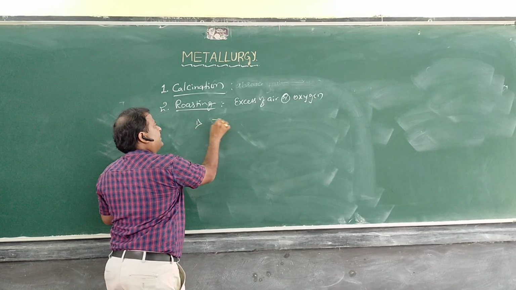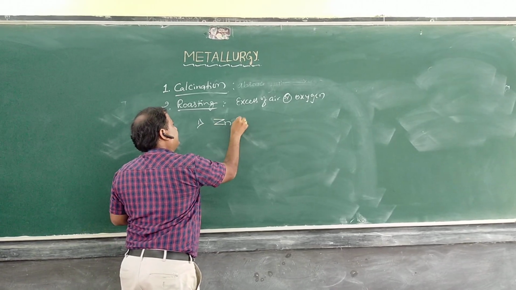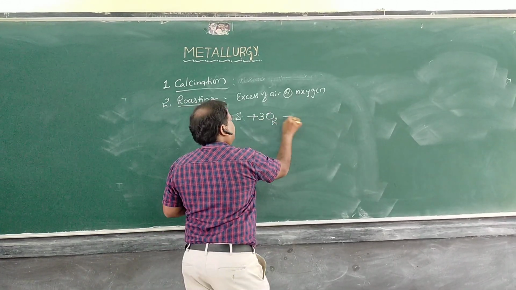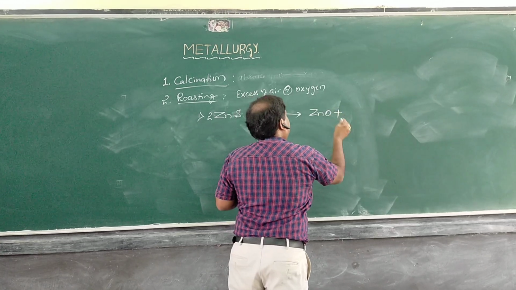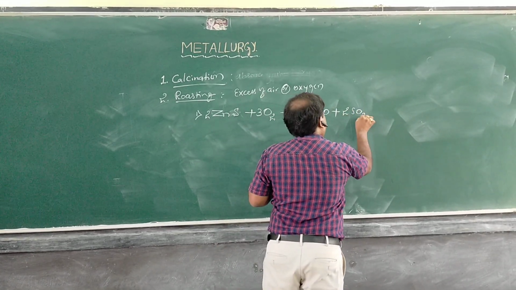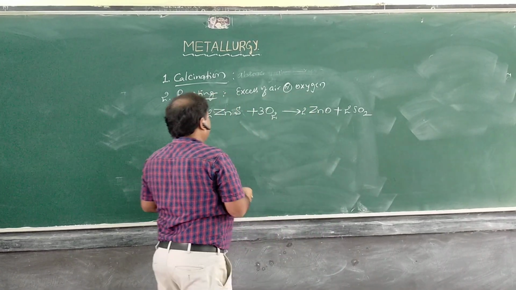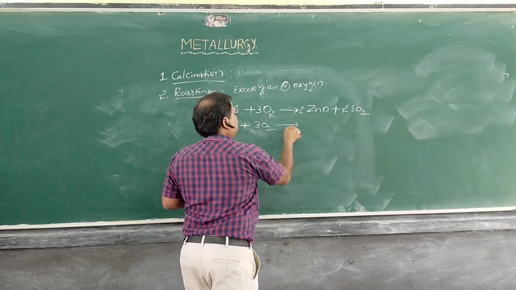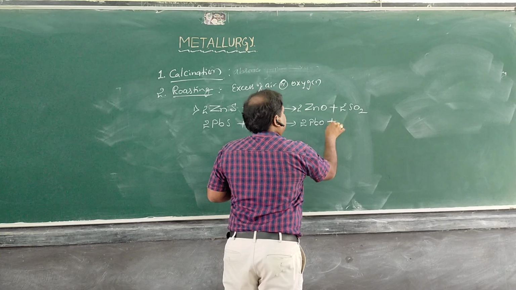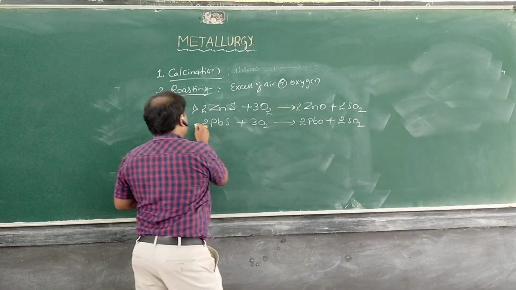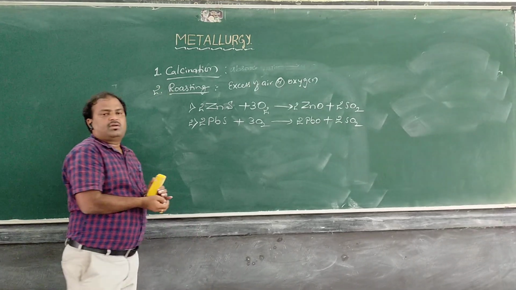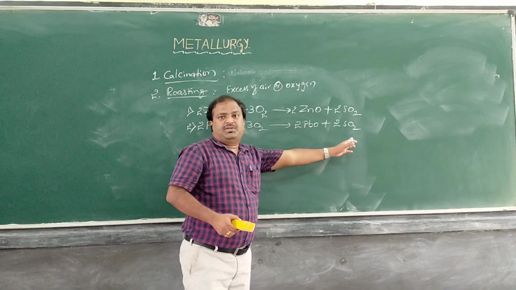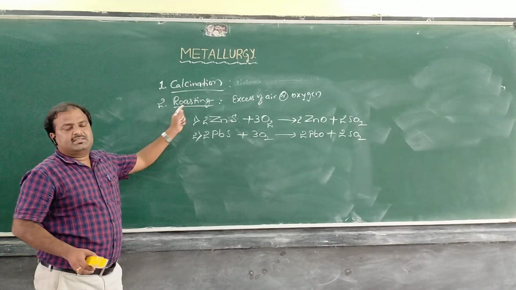Example, zinc sulfide plus oxygen gives zinc oxide plus sulfur dioxide. Similarly, lead sulfide, galena. So sulfide ores are oxidized to give the corresponding metal oxide, and sulfur dioxide is produced along with the metal oxide. This is about roasting.